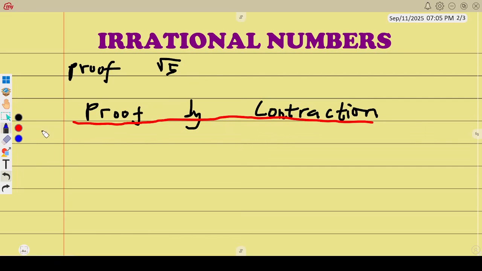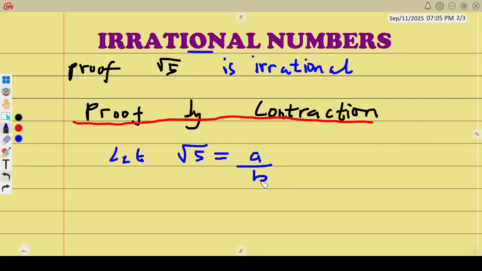Okay, so let's get into it. So for us to prove that square root of 5 is irrational, how do we prove? You just say let square root of 5 be equal to a over b. So this a over b, if you remember from the last two videos under rational numbers, it means we're dealing with a rational number. So we want to check what will be the behavior.